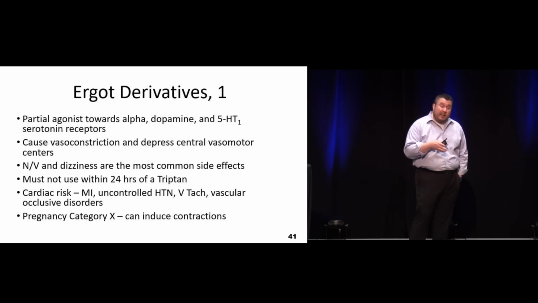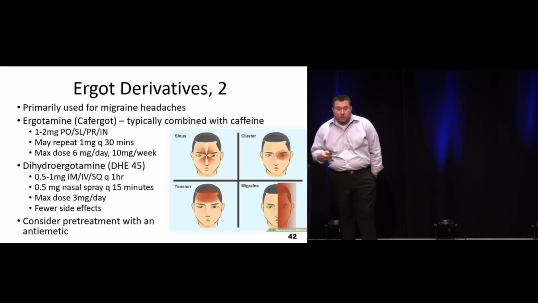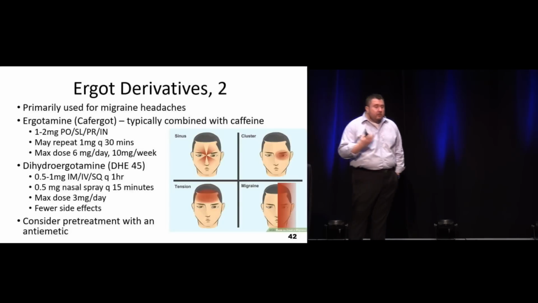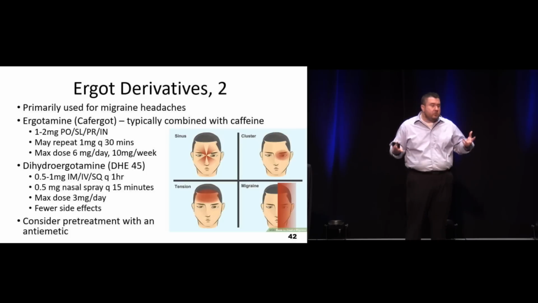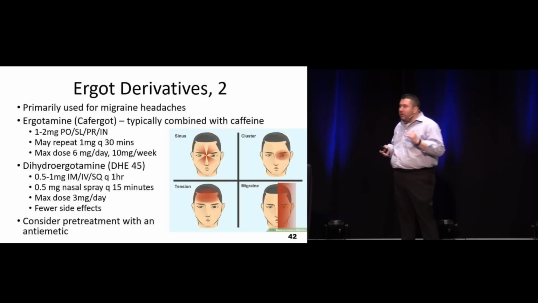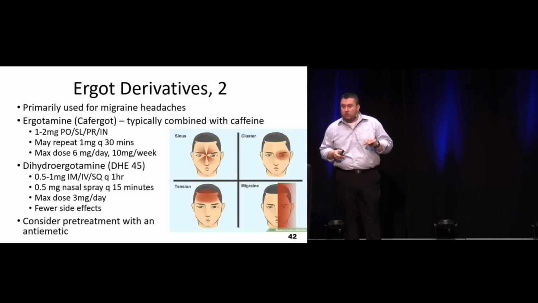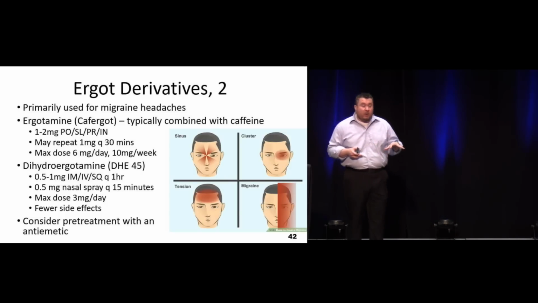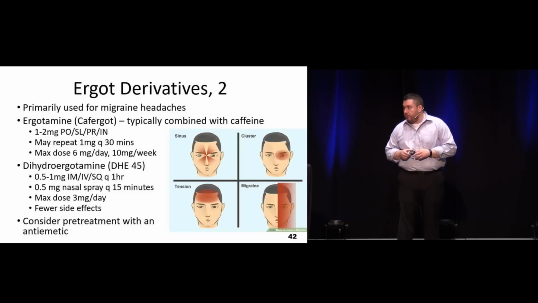These were probably contraindicated in most people with ischemic heart disease, with hypertension. It is a category X. But these are really good. Ergotamine, which is Cafergot, usually combined with caffeine to increase the absorption, was effective. Probably DHE is a little bit more effective and has a little bit safer profile. But if somebody has significant cardiovascular disease, these are not good options because of their vasoconstriction.